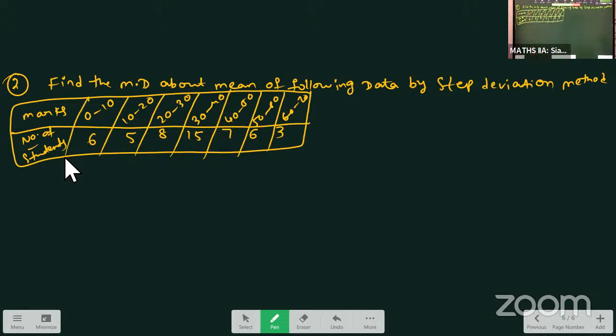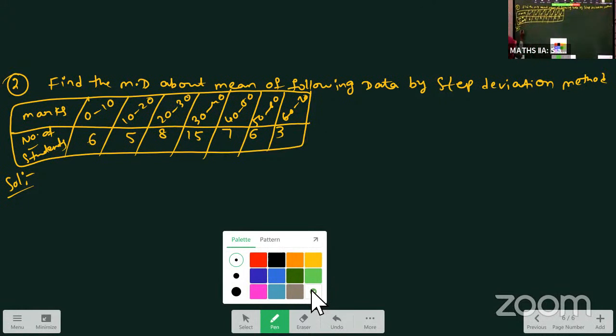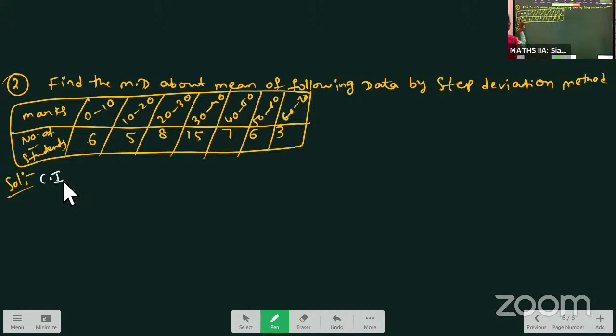So as we discussed, immediately what we have to do is first make the column table. The row table is given, we have to make the column table. The solution goes like this. First column, what is given? Class interval is given. Marks is nothing but the class interval. Instead of class interval, you can use xi directly.